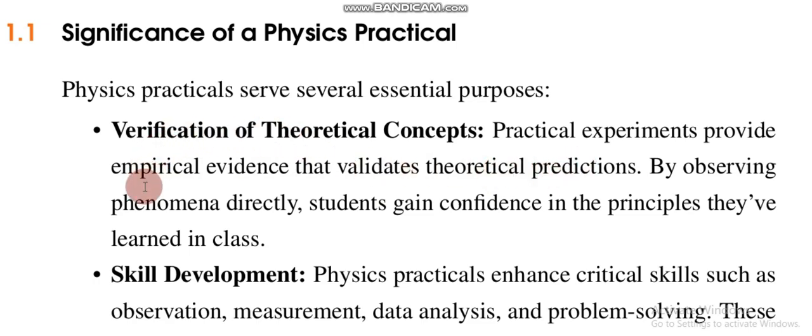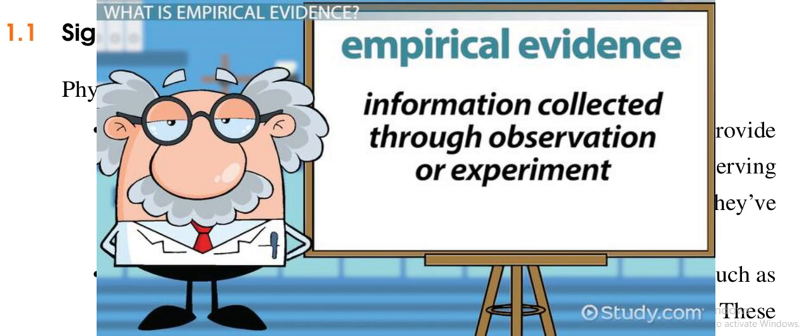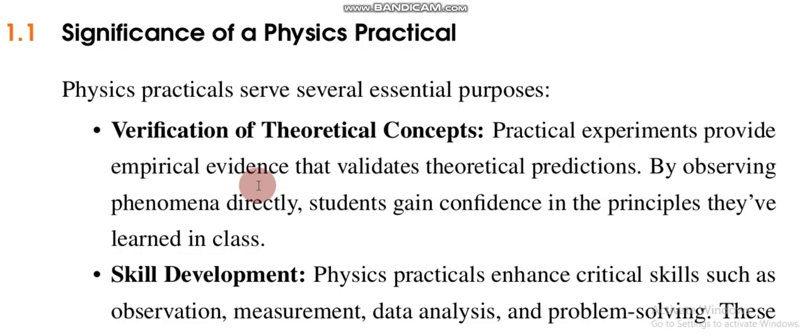Now, clearly, the first question that will come to mind is, what is the meaning of empirical evidence? What do we mean by empirical evidence? Well, scientists primarily rely on empirical evidence. Let me take a few minutes to explain that. Empirical evidence refers to information or data that is obtained through observation, experimentation, or measurement.